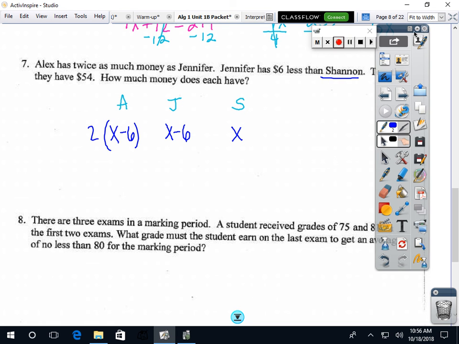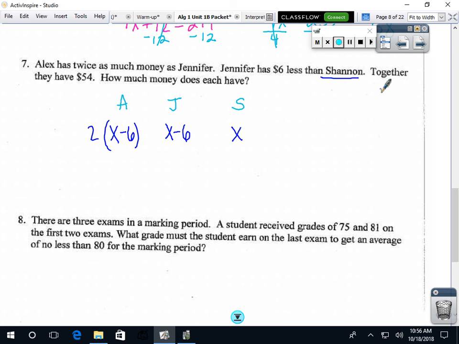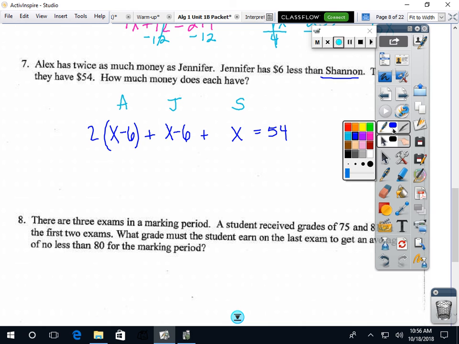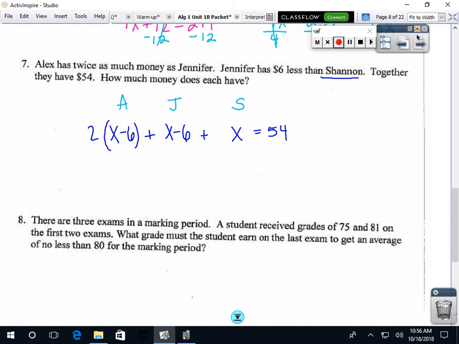Now, it says together, which would be the same as all together, which is adding. They have $54. So if we were simplifying this, what would we do first? If we were asked to simplify this, what's the first thing you need to do? Right. And what do we do over here? Which is what property? Distributive property. Okay? Good job, Ty.